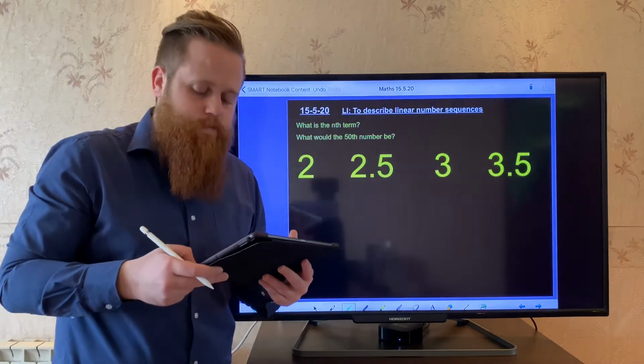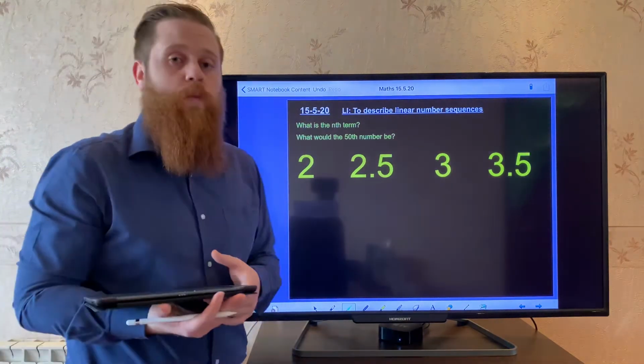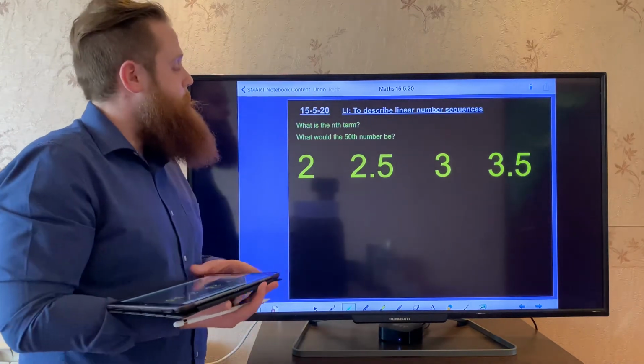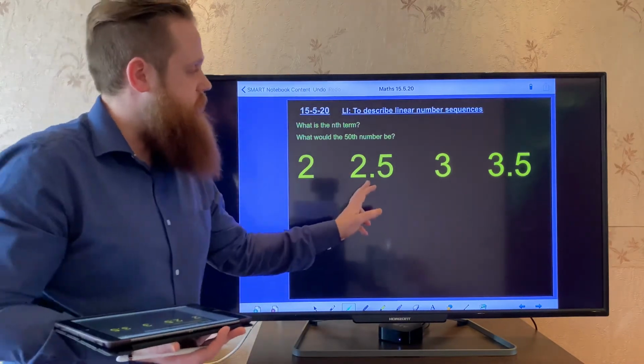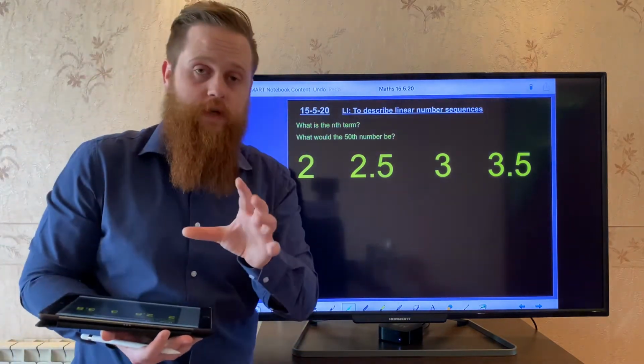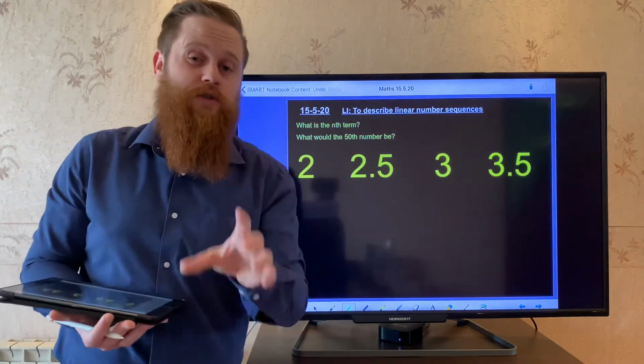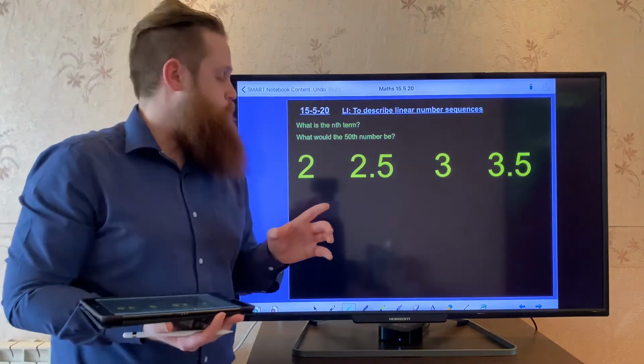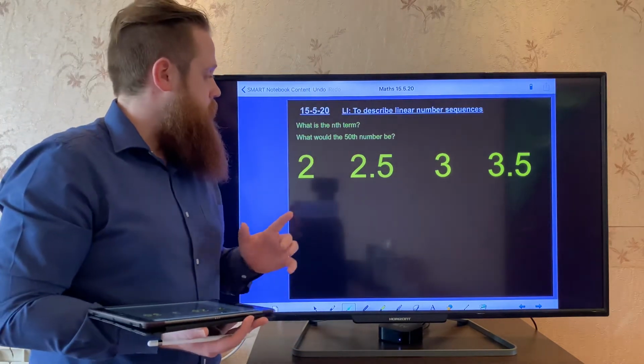Right then, we could also do it with decimal places. 2, 2.5, 3, 3.5. What is the nth term? Pause the video and have a go at this. See if you can solve this. Are you ready? Well, let's go through.